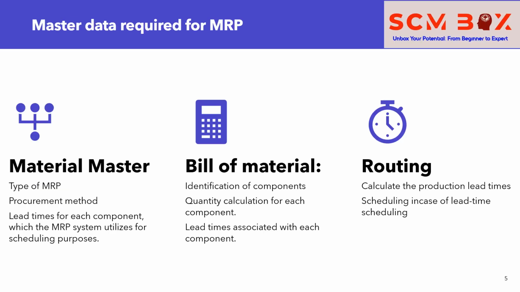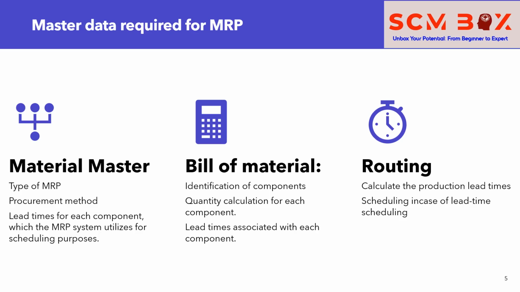So let's see what master data settings are required for the MRP. There are various settings maintained in different master data. Firstly, we will look into the material master. In the material master, we will be defining the type of MRP, that is, what planning process needs to be followed for this particular material.